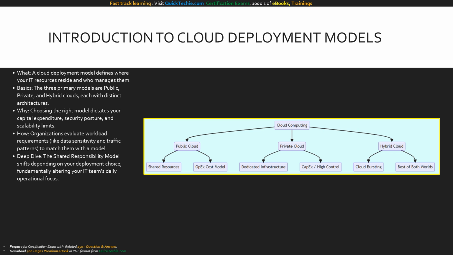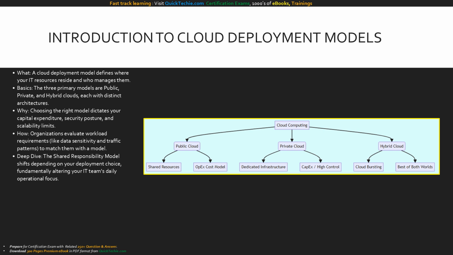But the why is where it gets critical. Selecting the right model isn't just an IT decision, it's a business strategy that directly impacts your capital expenses, your compliance capabilities, and your agility. How do we make this choice? We meticulously evaluate workload requirements. Does the application experience wild traffic spikes? Does it handle highly regulated healthcare data? These questions drive the decision.